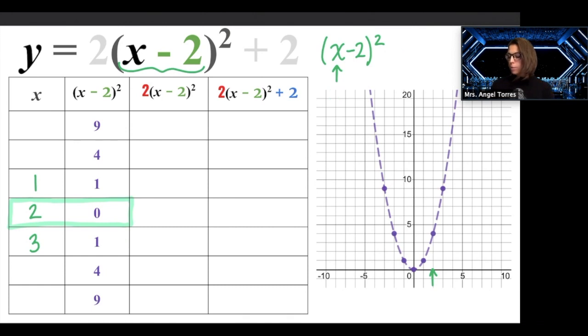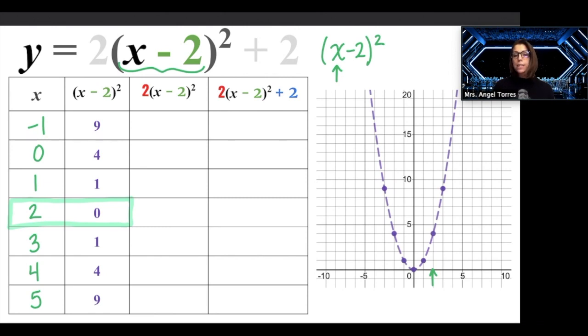One less than that would be 0, because 0 minus 2 would be -2, and -2 squared would give us an output of 4, and 1 more than 3 would be 4. 4 minus 2 is 2 squared, which is also 4. So you can kind of tell in a table that you're always going to have your vertex as your middle point, and then points above it are less than the vertex, and points below it are greater.